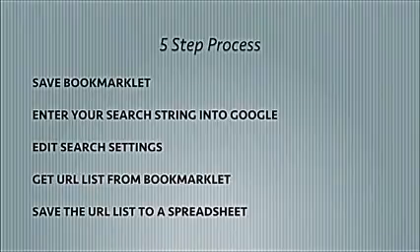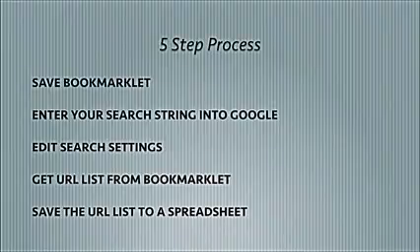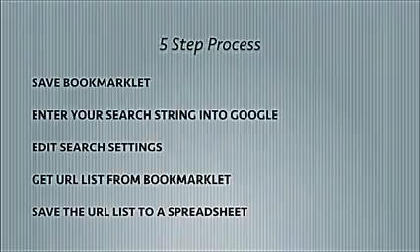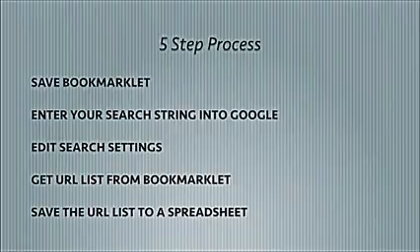After that, we're going to be entering our search string into Google, which is going to be a custom search string for our niche. And then we're going to be actually editing and saving our settings to tailor to that exact search result that we want. Followed by that, we're going to be getting the URL list from the bookmark that we saved, and then after that, finally saving our URL list into a spreadsheet file.